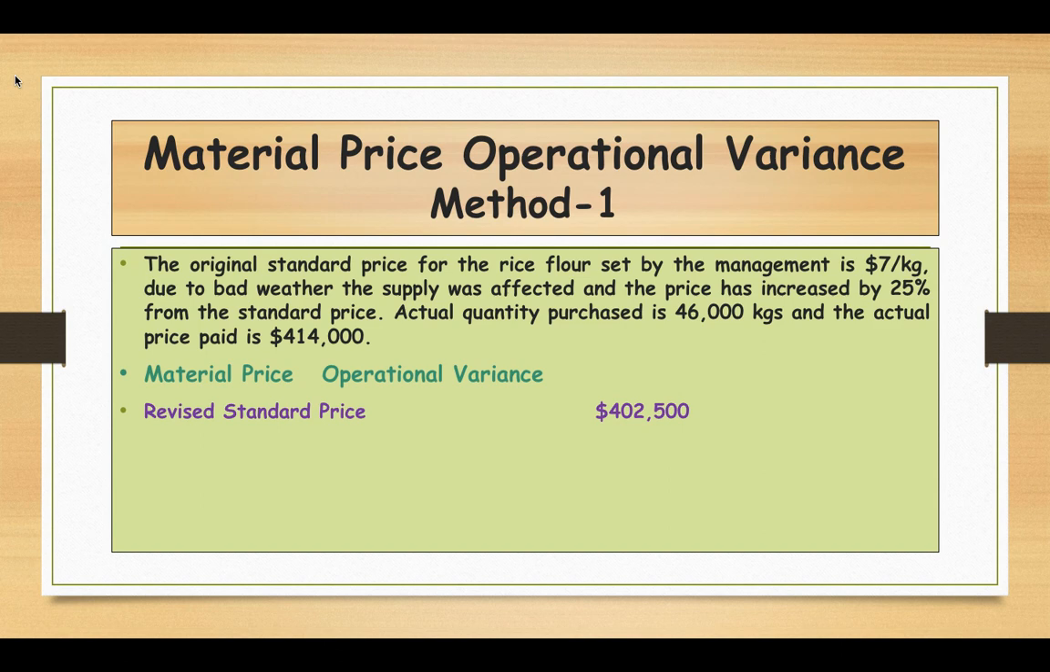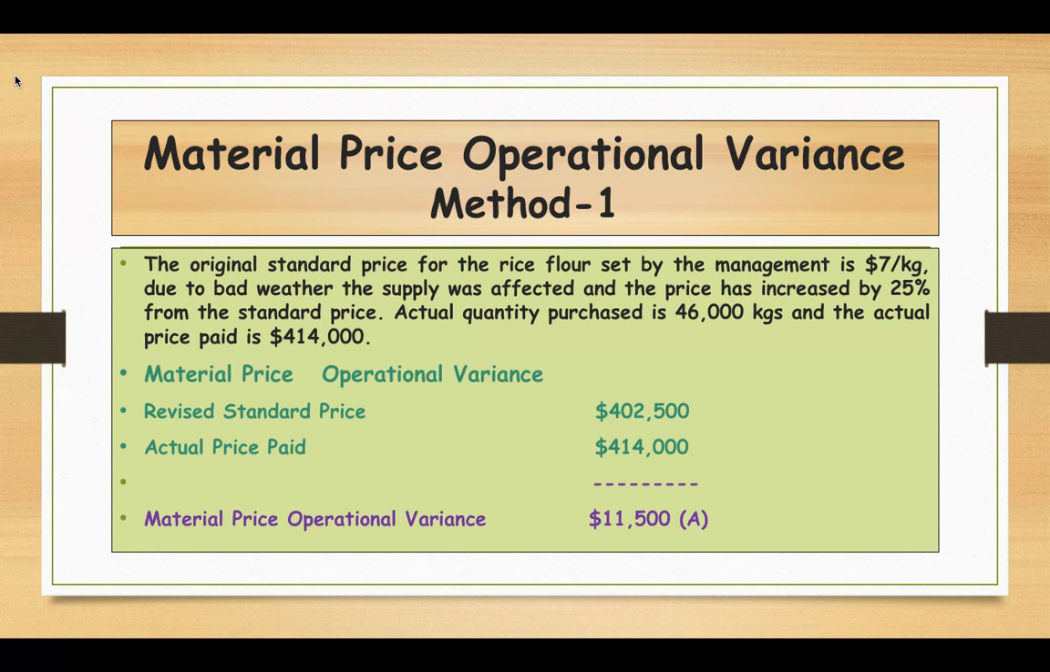Now, we have to use the revised standard price because that $7 per kilogram is no more relevant, because there is a 25% increase. So our new standard price per kilogram is $8.75. So $8.75 per kilogram times 46,000 kilograms, you will get $402,500. But the actual price paid is $414,000. So the material price operational variance is $11,500 adverse.